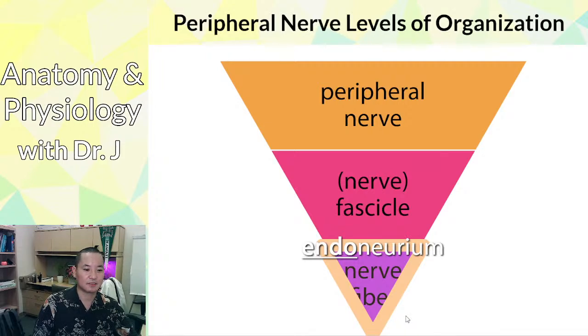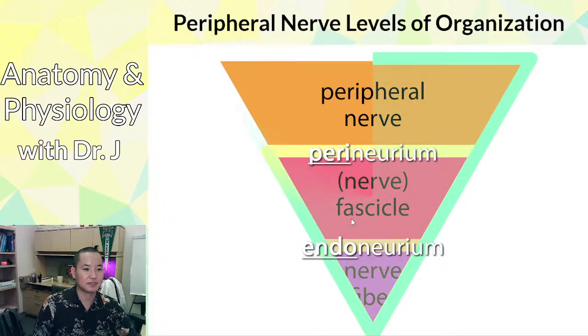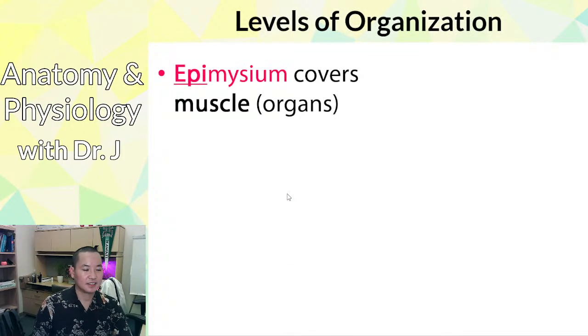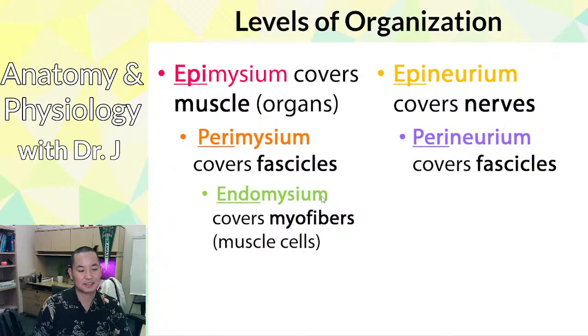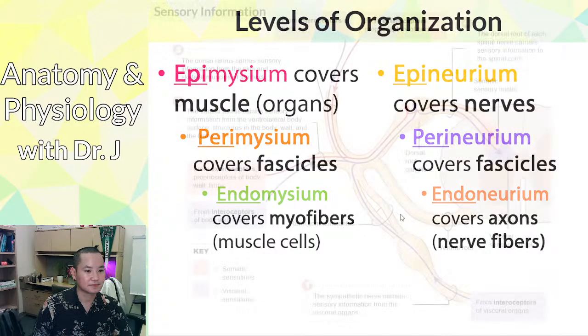Instead of an endomysium, we have an endoneurium. And then we have a perineurium surrounding each nerve fascicle. And then we also have an epineurium surrounding each peripheral nerve. So that's the way it is. If you already know your epi, peri, and endo, you already got the levels of organization in the nervous system, or in the peripheral nervous system.